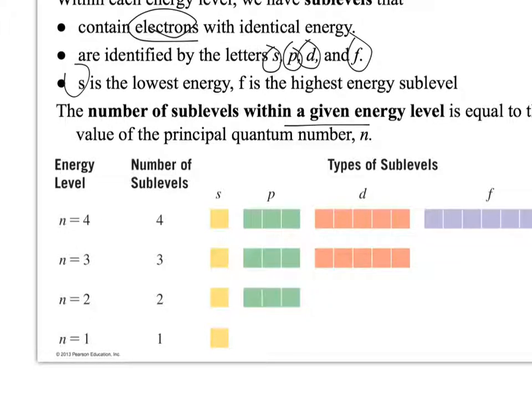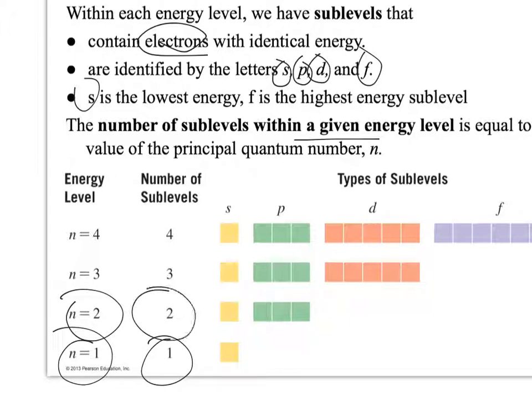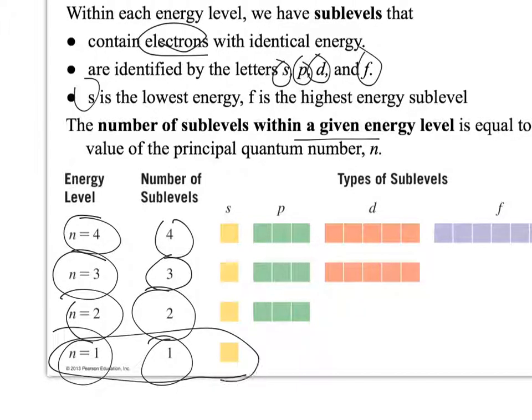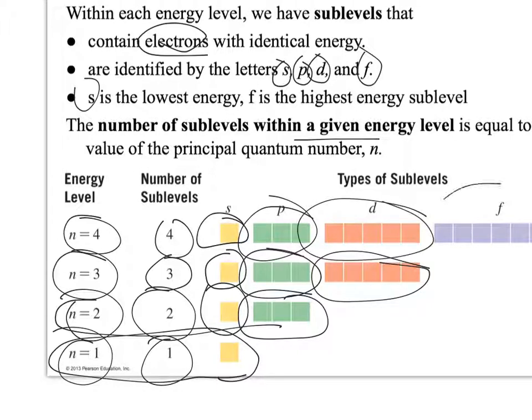So for example, for n equal 1, we have 1 sublevel. For n equal 2, we have 2 sublevels. N equal 3, 3. N equal 4, 4. What sublevels? For n equal 1, we only have S. For n equal 2, we have the S and the P. For 3, we have S, P, and D. And for 4, we have S, P, D, and F.